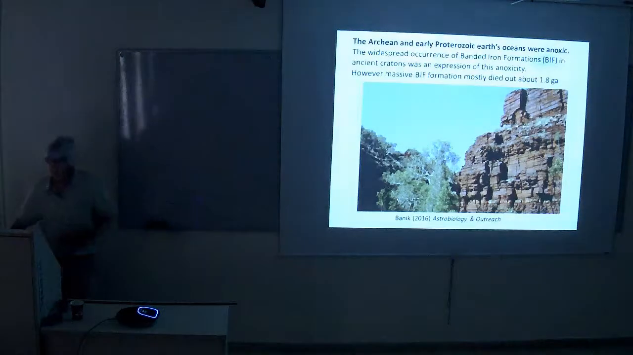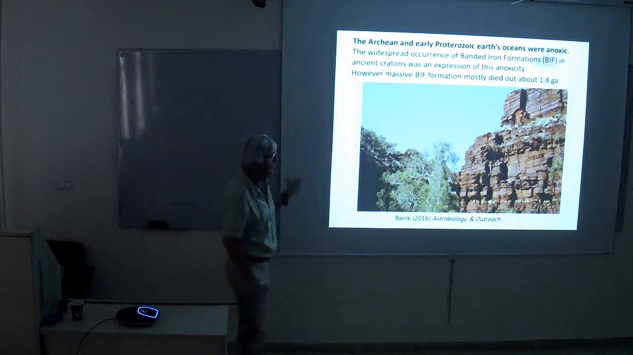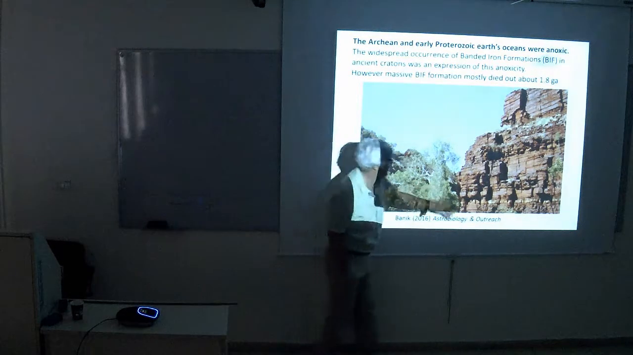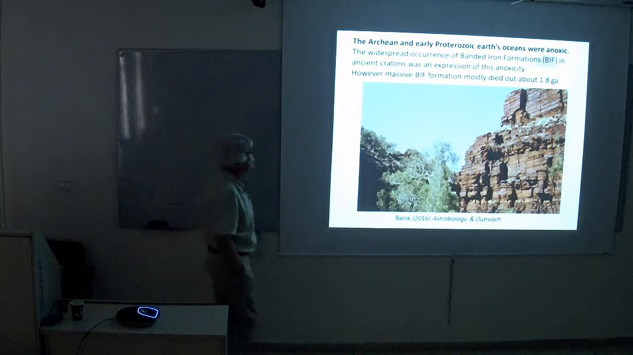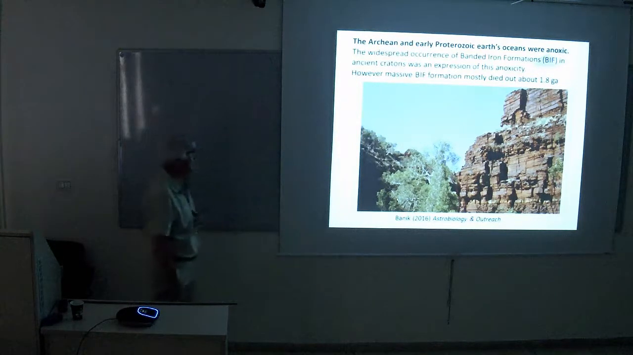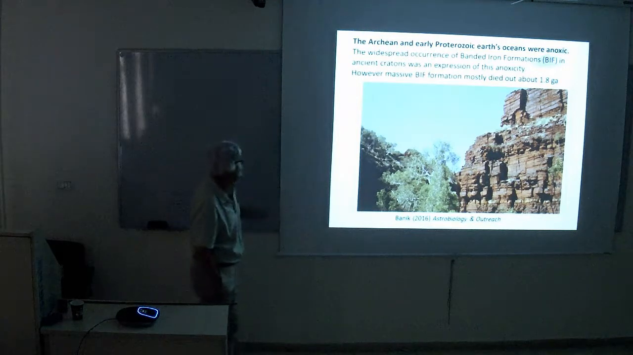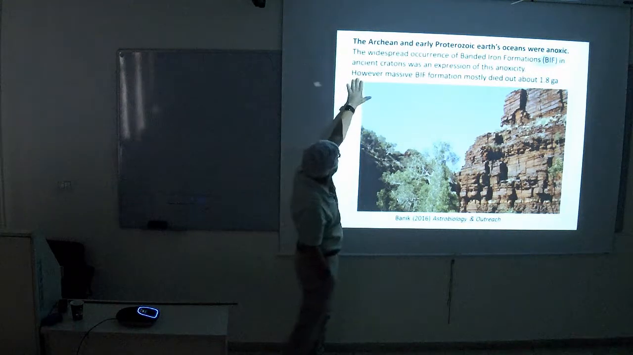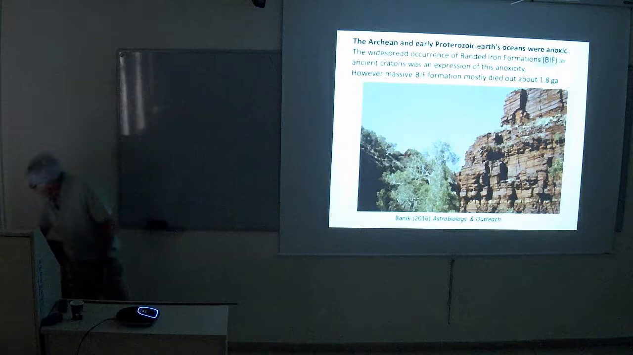So we start off with the point that the Archean and early Proterozoic oceans were anoxic. They were without oxygen. And the widespread formation of sedimentary sequences called iron formations are an expression of this anoxicity. And we find them in all the ancient cratons: Australia, South Africa, Canada, the Baltic. But these massive banded iron formations died out about 1.8 billion years ago.